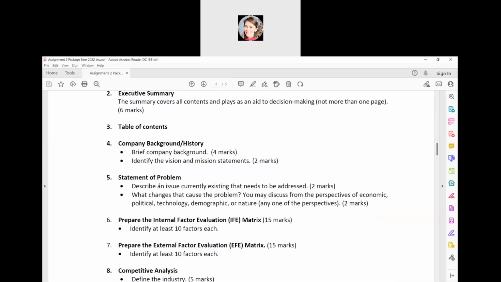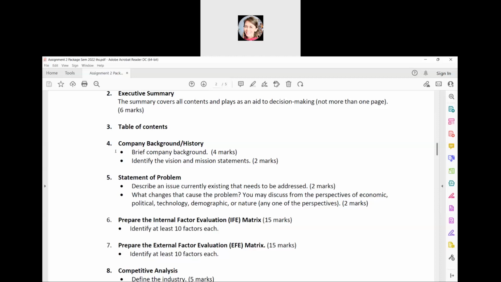That's 2 marks. What changes that cause the problem? What was going on in the organization that has caused the problem? Okay, the issue that has caused the issue. Okay, you may discuss from the perspectives of economic, political, technology, demographic, or nature. So any one of these perspectives. You don't have to take all.